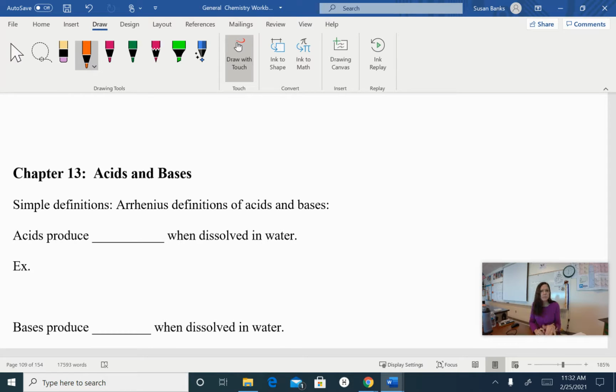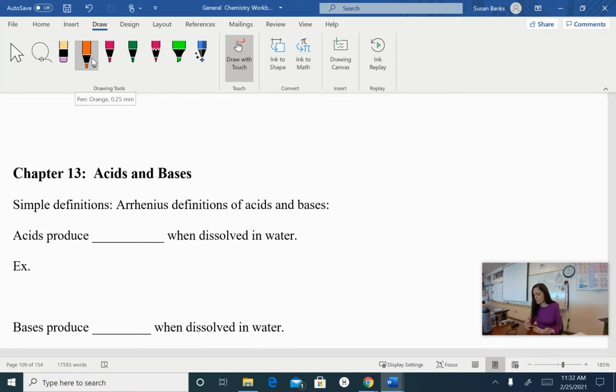We've already learned how to name most of the bases that we're going to talk about, but we haven't done acids, so we're going to learn how to name them today as well. So let's get into this. Chapter 13, acids and bases. We're going to do the Arrhenius definition of acids and bases.